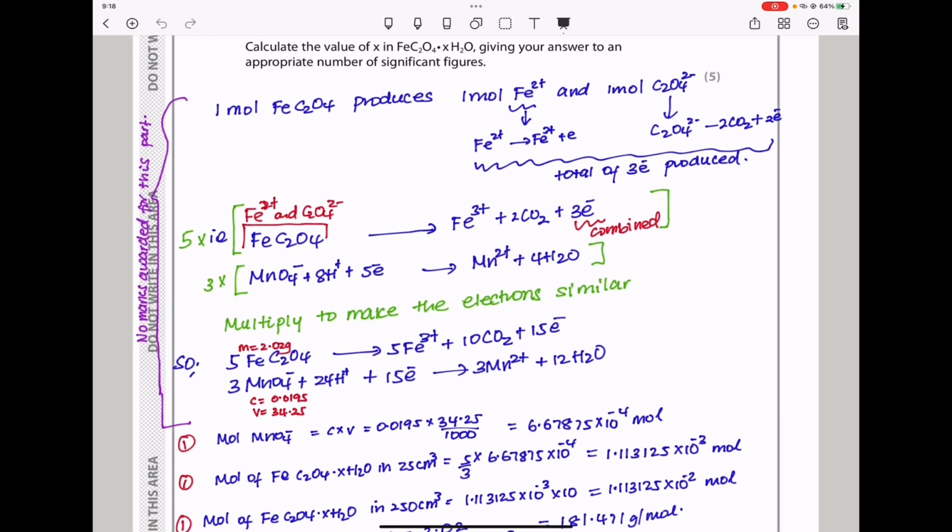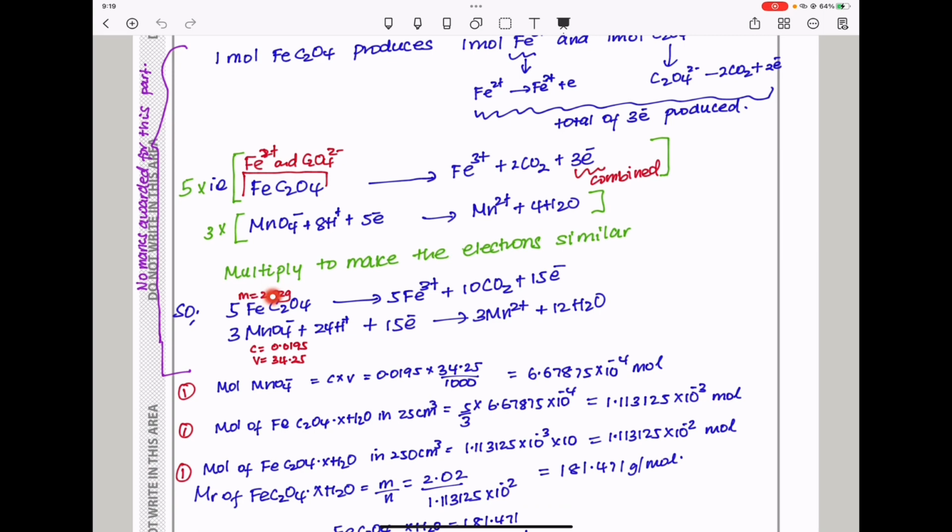So after multiplication, I got 5 of that equals to 5 of that, 10 of that, and then 15 of that. Here we have 3 of that. That is going to be 24. That is going to be 15. That is going to be 3. And that is going to be 12. So we have 2 grams of this. And then this is going to give us the general equation as the electrons cancel out. So even if I don't write the overall equation, this is okay. So we have 2.02 grams of that.